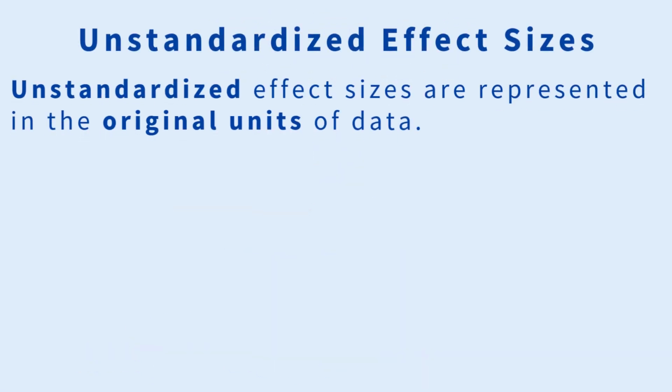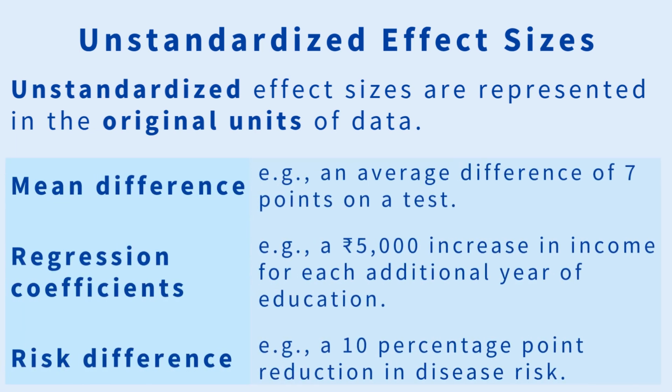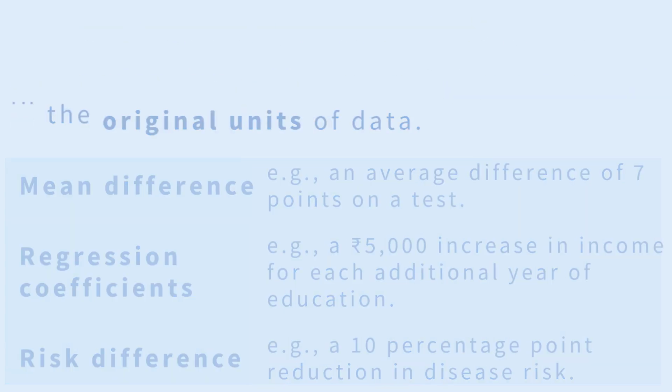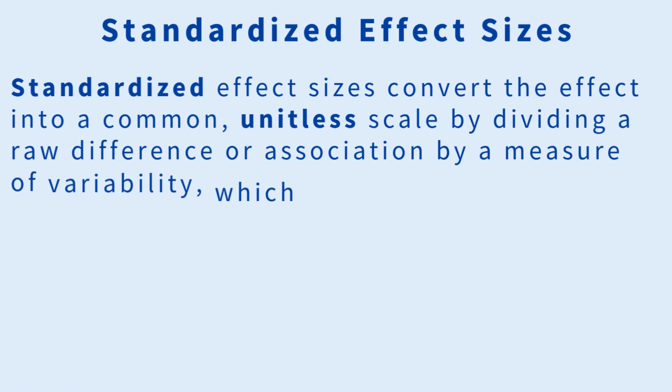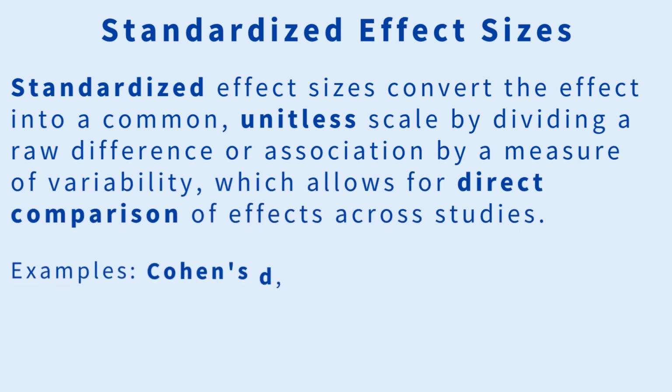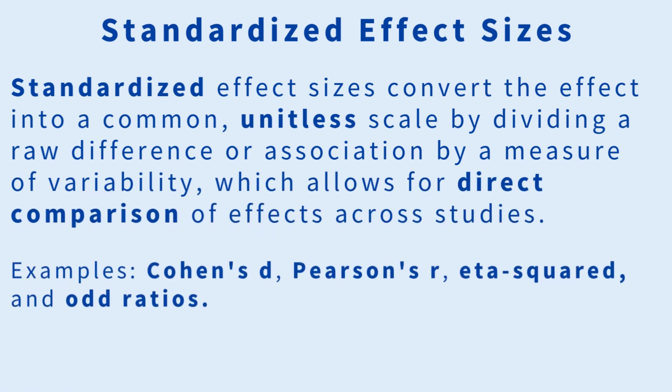Unstandardized effect sizes are represented in the original units of data, such as the mean difference, regression coefficients, or risk difference. While standardized measures convert effects into a common, unitless scale by dividing a raw difference or association by a measure of variability, which allows for direct comparison of effects across studies.